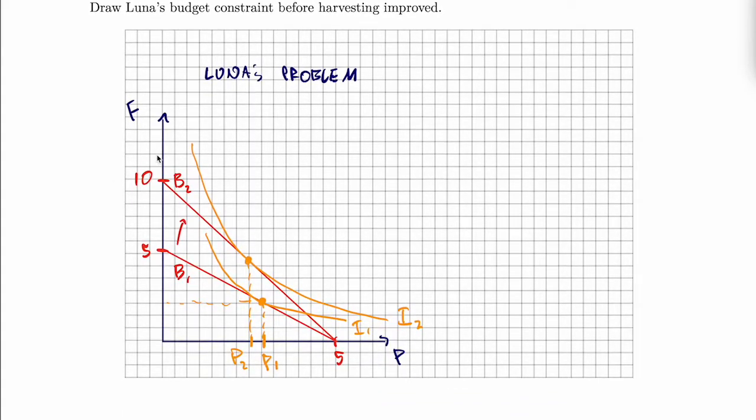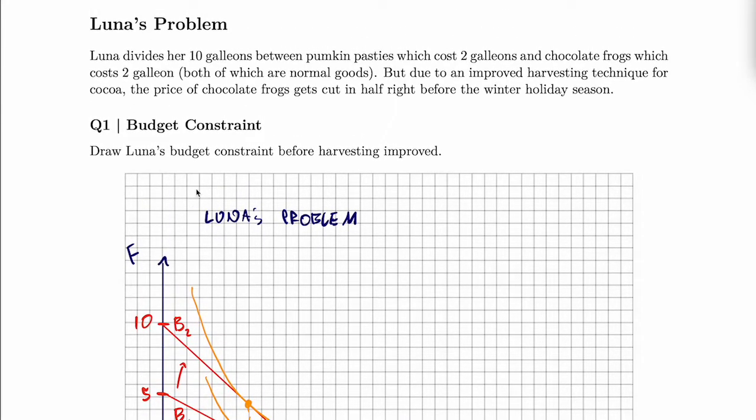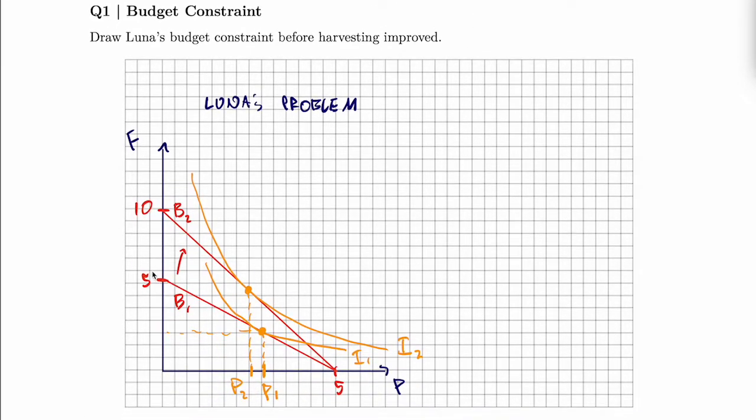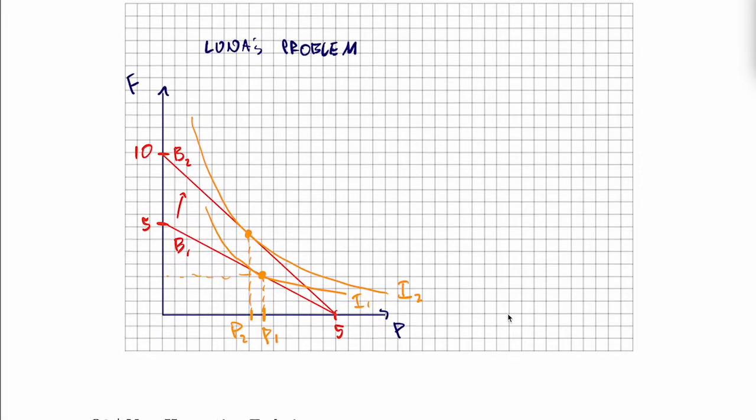So here we're given on the vertical axis frogs, and on the horizontal axis pasties. Originally we have 10 galleons, which Luna is dividing between the two goods at a price of 2. So our intercepts are going to be 10 divided by 2, so we have 5 and we have 5. And then we just draw a straight line between them, representing the constant marginal rate of transformation.